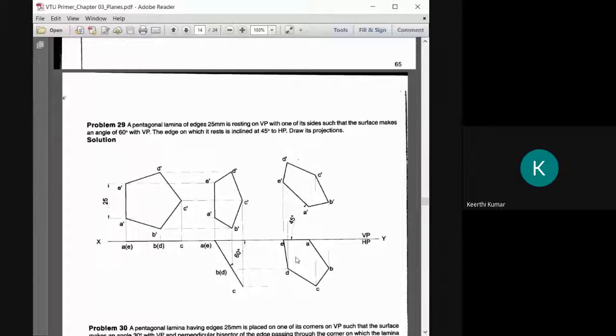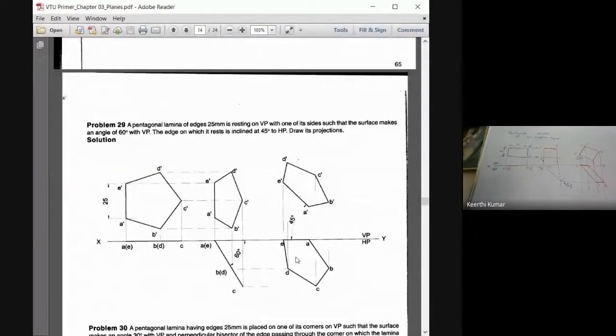Rectangle is done. Now we'll go for the pentagon. What is given? You copy the question. A pentagonal lamina of edges 25 mm is resting on VP.